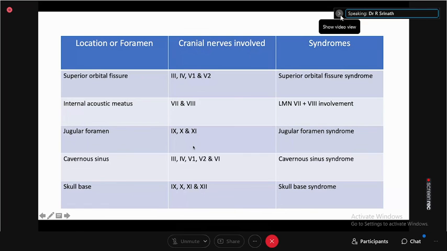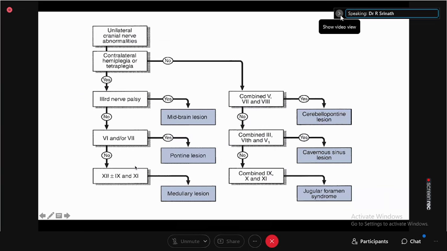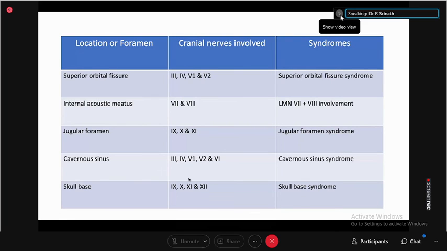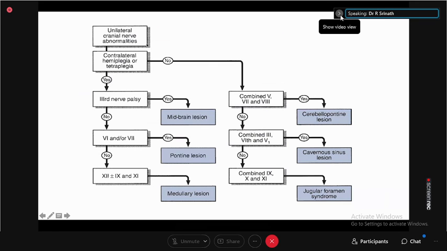In the jugular foramen syndromes, you have various involvement of 9th, 10th and 11th cranial nerves. In the cavernous sinus, which I have already mentioned, and skull base lesions, especially skull base tumors or cholesteatomas and other problems, you can have involvement of 9th, 10th, 11th and even 12th also when it is close to the jugular foramen. So whenever there are cranial nerve abnormalities, whenever there is contralateral hemiplegia or tetraplegia, then possibly you think of third nerve palsy, like I already mentioned, crossed hemiplegia, maybe midbrain, 6th or 7th pons, 9th, 10th, 11th medulla. That is how you go about.